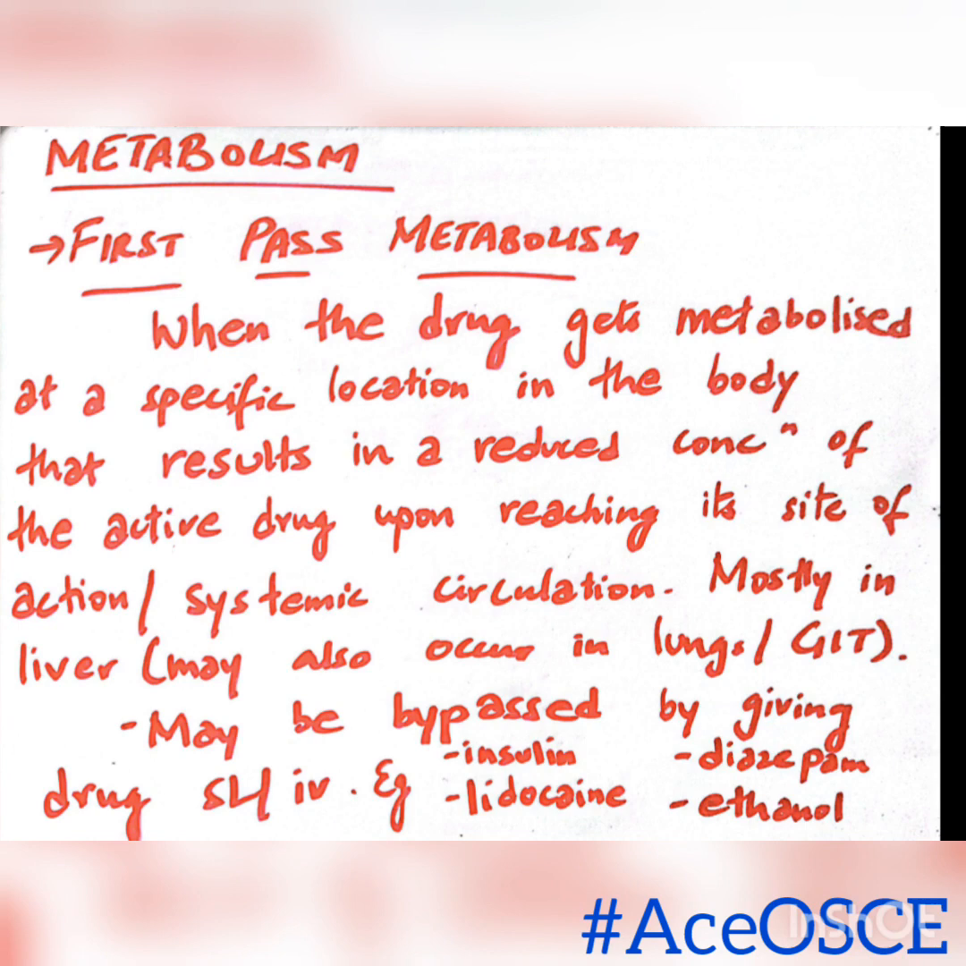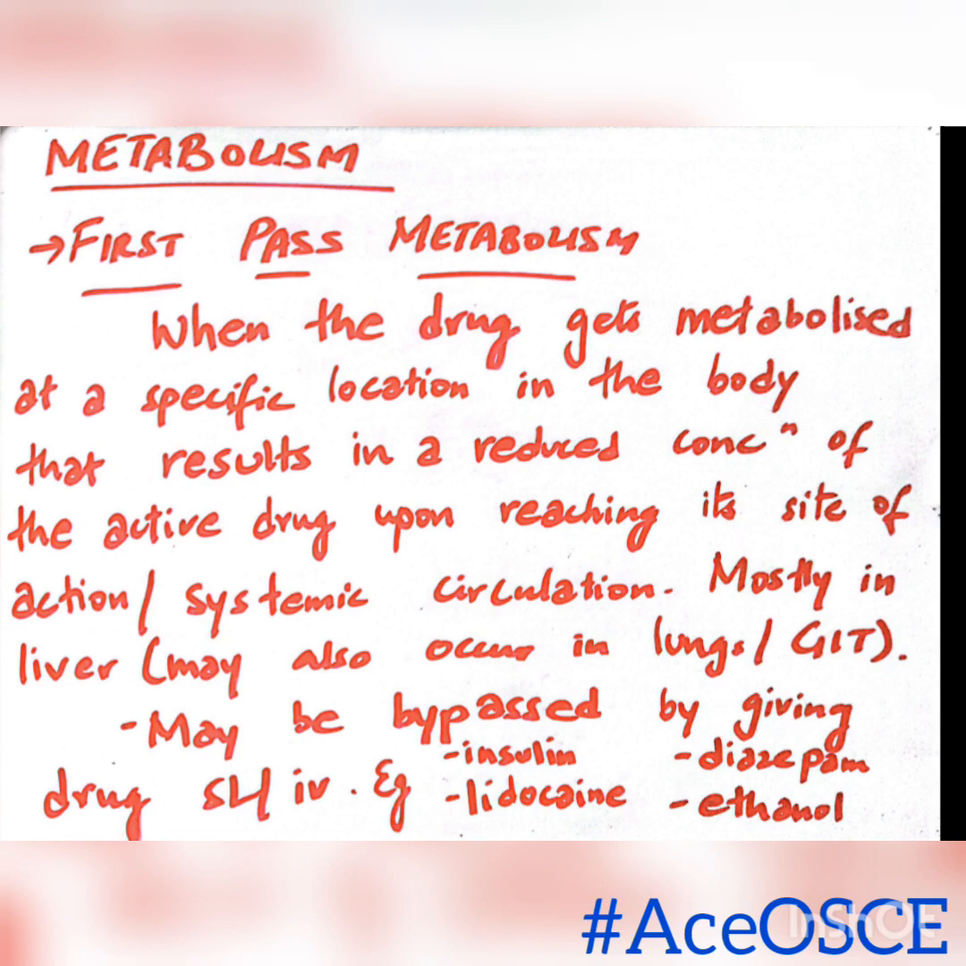There are a couple of different topics I wanted to quickly go through with you while we're studying metabolism. The first one being first pass metabolism. Now, when the drug gets metabolized at a specific location in the body, that results in reduced concentration of the active drug upon reaching its site of action or systemic circulation. So even before reaching the site where it shows action, it is already metabolized, which is called first pass metabolism.